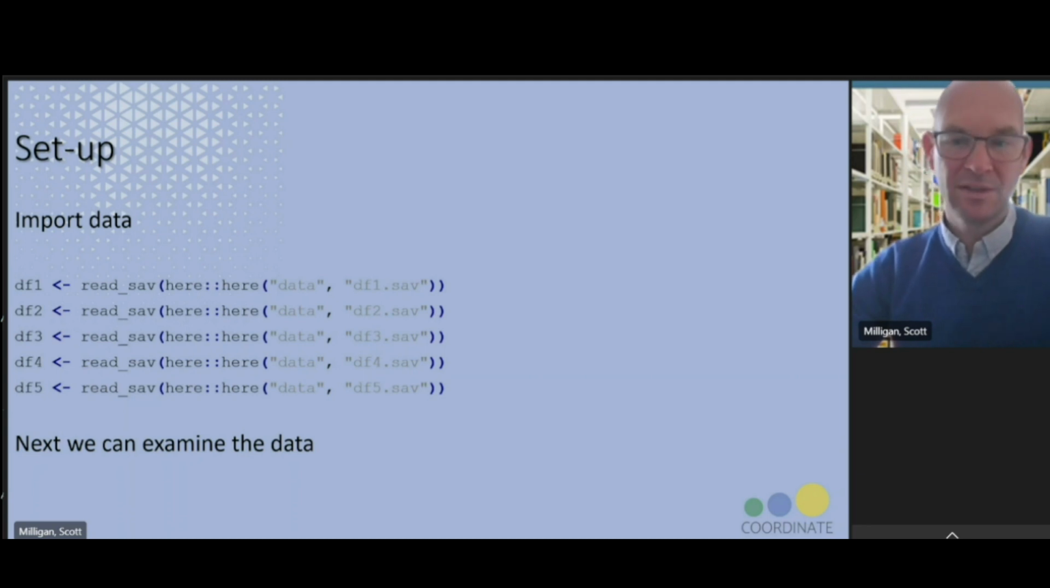DF in this case stands for data frame, and so I've named the different data sets data frame 1 through 5. This can be anything though. It doesn't need to be such a nameless function. It could also be the name of the actual data survey. And the next thing that we can do is examine the data, which is the first step that most researchers are most likely familiar with.